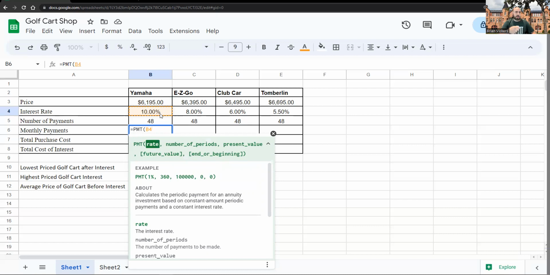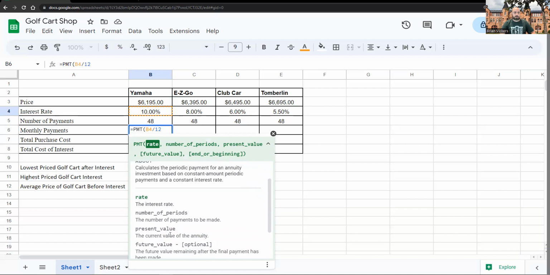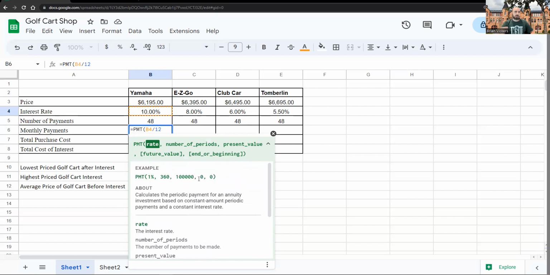Because we're looking at payments monthly, we have to take this annual rate and turn it into a monthly rate. So we're going to click on interest rate, but then we're going to hit divide by 12, the /12, and that's the rate. And you can see, it gives you some examples on rate, the number of payments you made, examples of everything else. So Google Sheets actually has a little bit more description on the formulas whenever you start typing a formula.